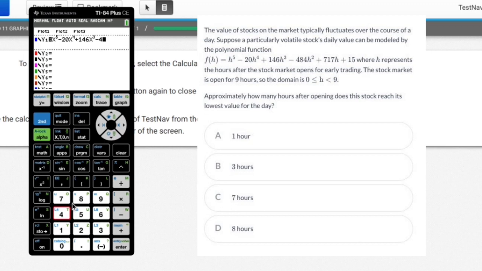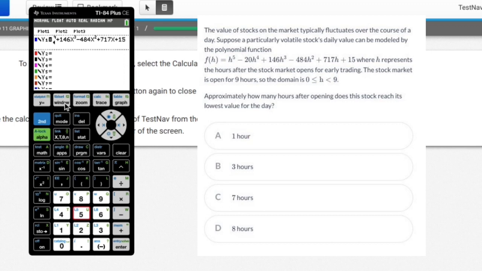Probably should have typed this in ahead of time. That's all right. The more time that I have on screen, the more money I make. Sweet YouTube money. Plus 717x. It's the Lancaster area code. And then last but not least, we get 15. All right, it gives us a domain of 0 and 9.